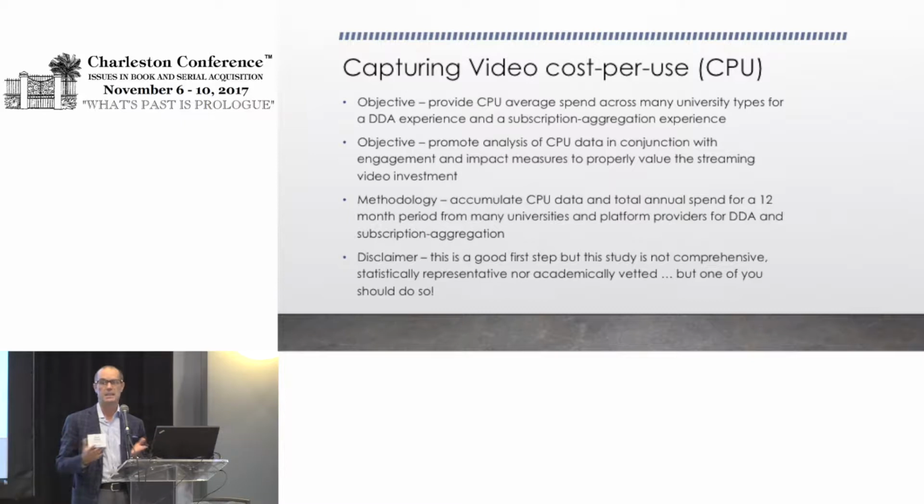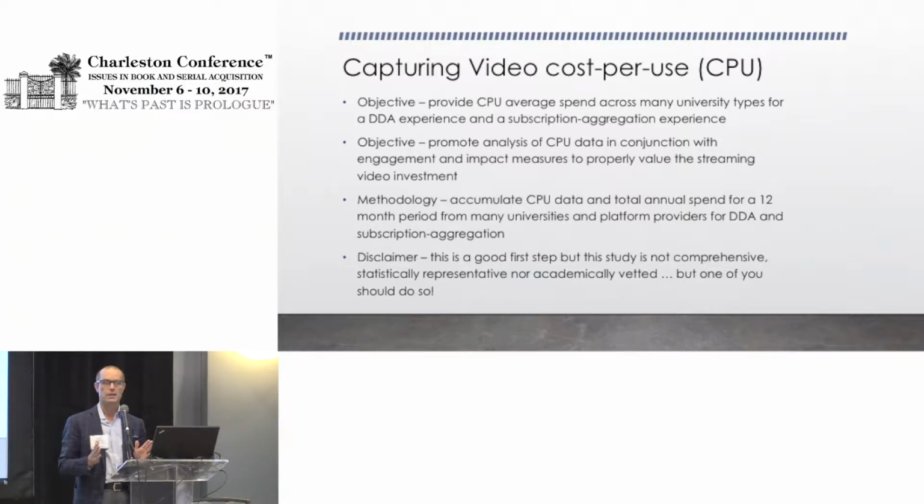Methodology: accumulate as many 12-month samples as we could, anonymous. So this really came down to Corey and myself collecting the data. We solicited librarians we know, asked them to give us 12-month snapshots of cost per use for both subscription aggregation and demand-driven. We promised them we would keep it anonymous. We wouldn't mention the providers nor their names as universities. We would just give the aggregated data, spend, and cost per use.